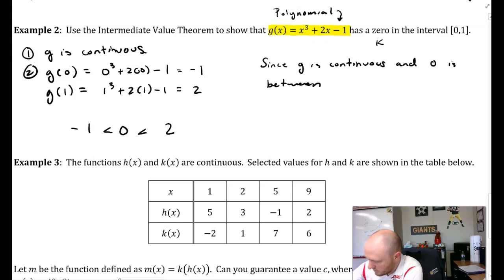No, I was thinking about something else. Between g of 0 and g of 1, the IVT guarantees.